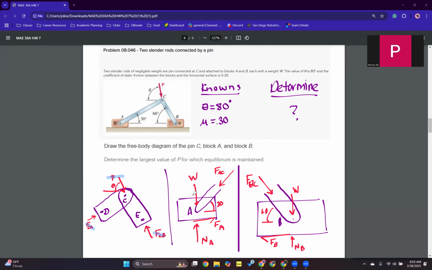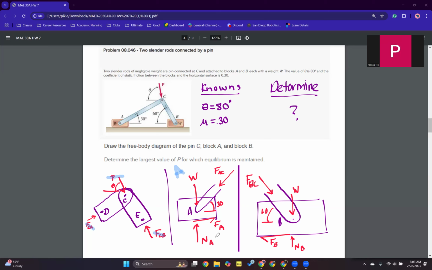And then we can also look at block A, which is this one in the middle. So block A here, we have just the weight of the block, denoted as W. We have the normal force, which is pointing directly up because this is a flat surface, or it's perpendicular to the surface, and the surface is horizontal. And then we have the force of friction.